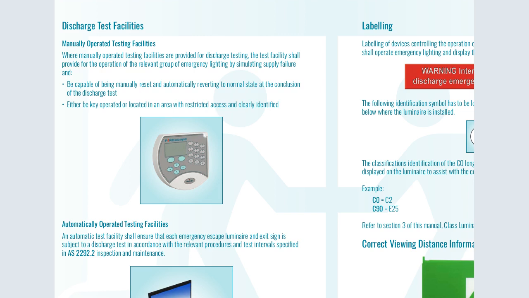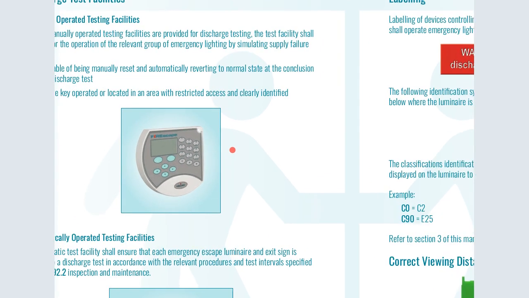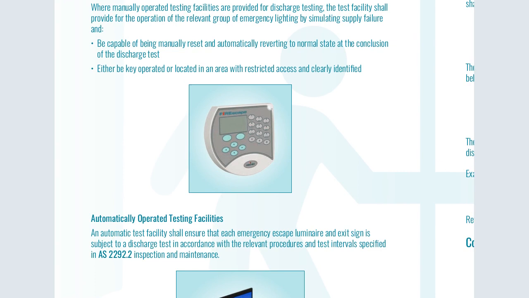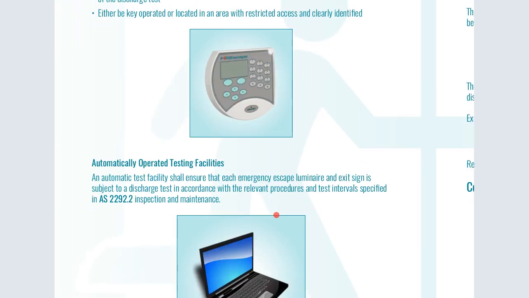And another one is to either be key operated or located in the area with restricted access clearly identified. So automatically, you will be able to test them.